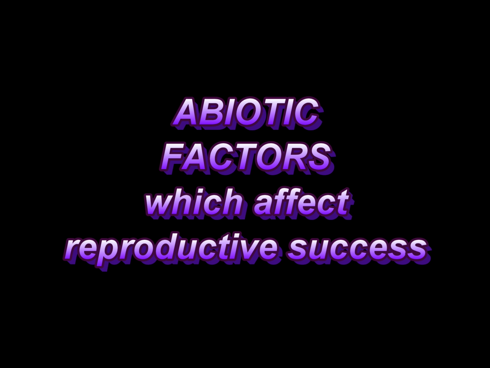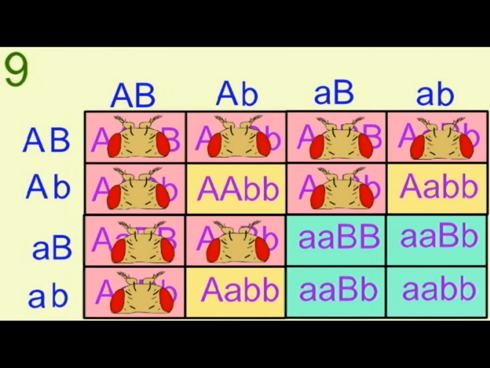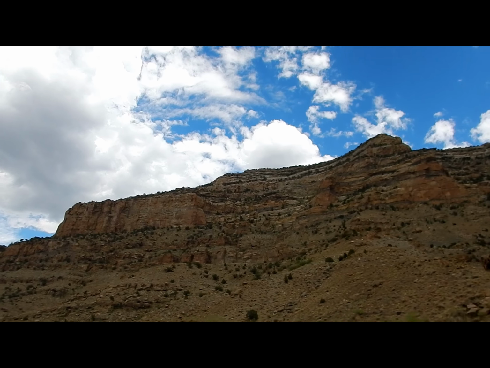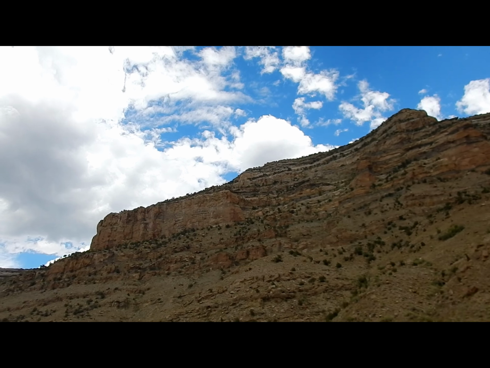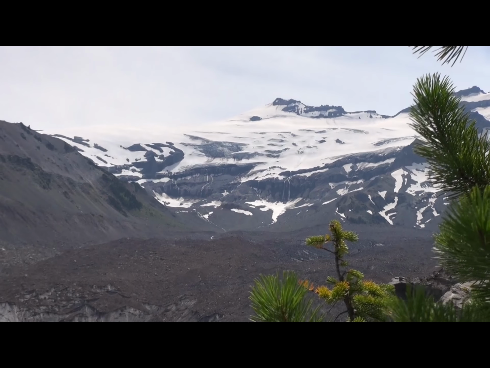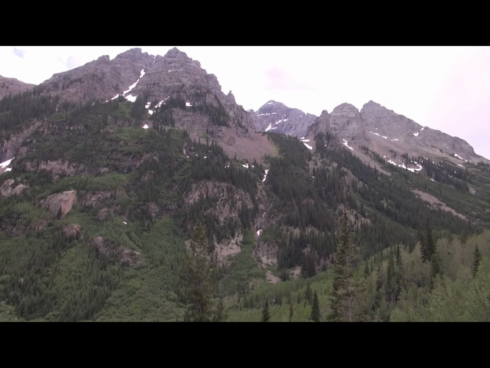Natural selection favors those organisms with the greatest reproductive success, which are best able to pass their genes on to the next generation. Some of the factors which affect an organism's reproductive success do not involve other living things and are therefore referred to as abiotic factors.